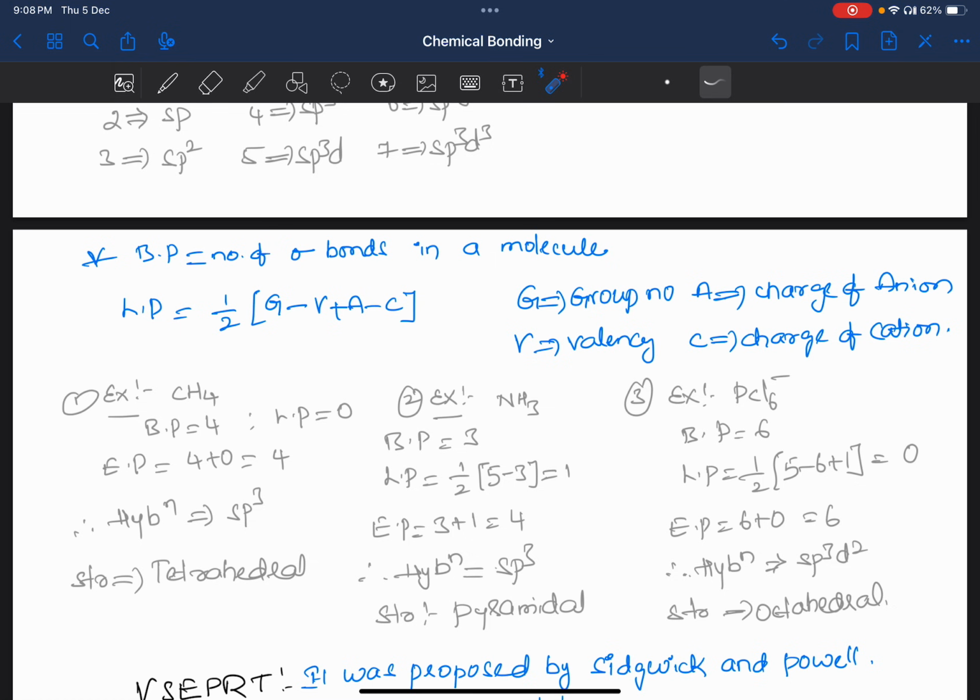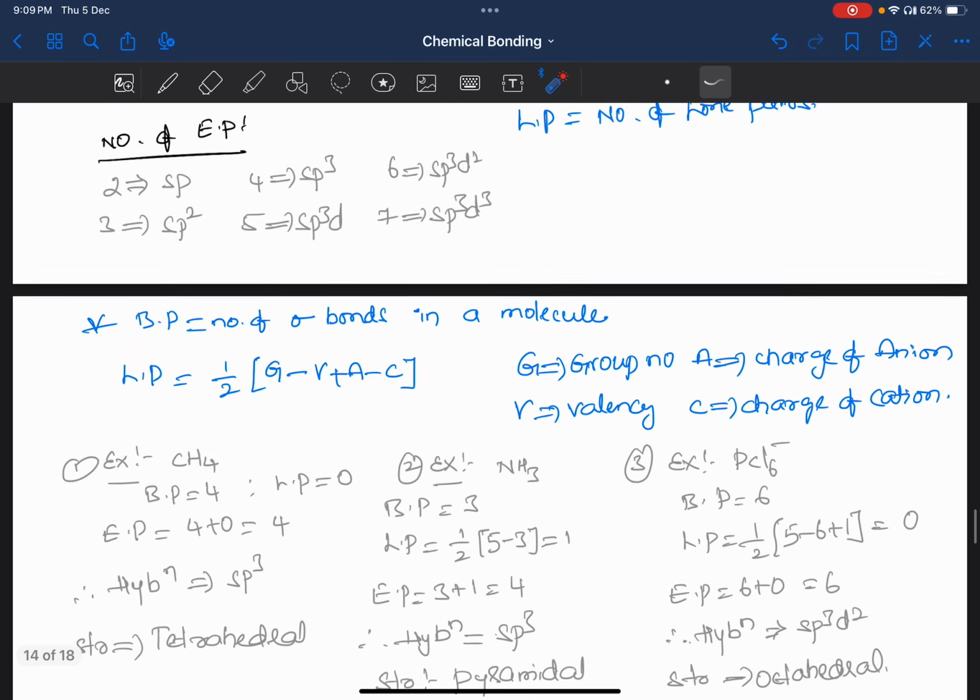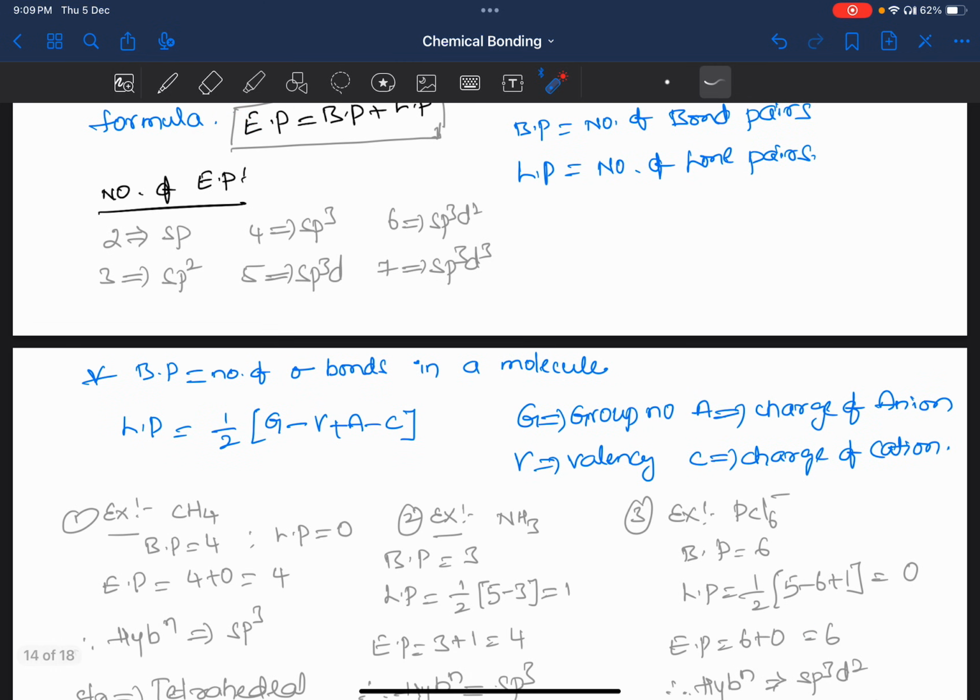And next, lone pairs. Lone pairs is equal to, here a formula is used: half of (G minus valency plus A minus C). G means the group number of the center atom, or its valence electrons. In that molecule, it has some valency, no? So that valency will be given here. A indicates the charge of the anion, and C the charge of the cation. By knowing bond pairs and lone pairs, we will get electron pairs.